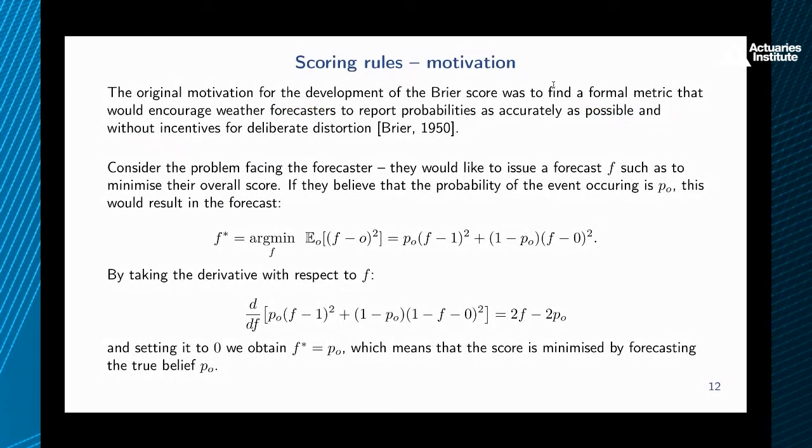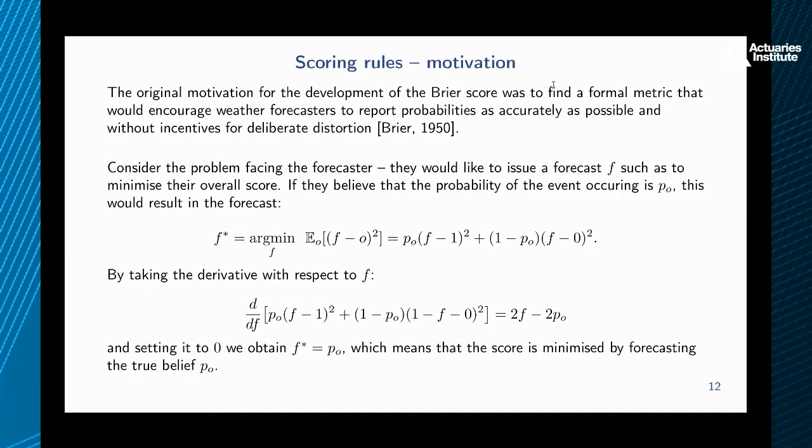Now, another way to think about the ways to assess or score forecasts. The original work in this area, specifically the development of Brier score, was to find a formal metric that would encourage weather forecasters to report probabilities as accurately as possible and without incentives for deliberate distortion.